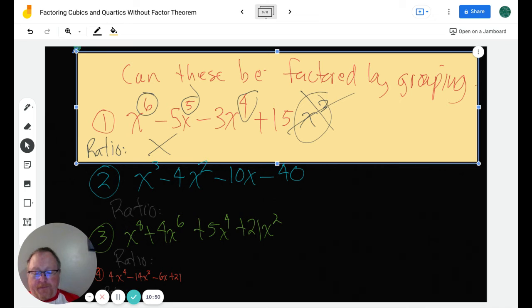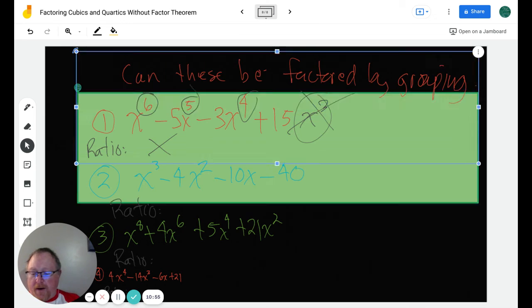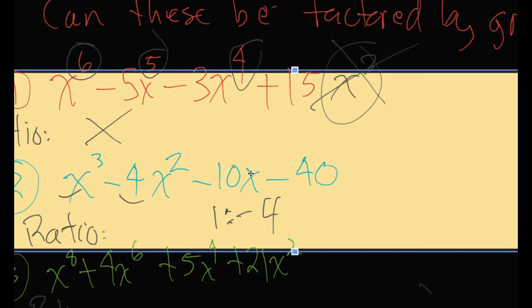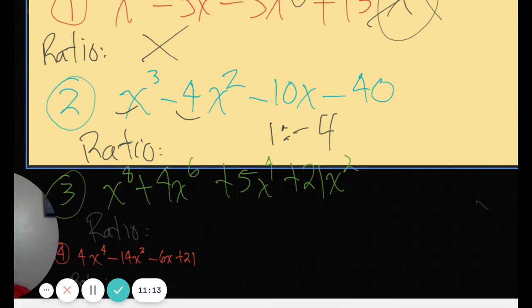Let's check the next one. X cubed minus 4x squared minus 10x minus 40. What's the ratio here? Well, right there and there is 1 to negative 4. And let's zoom in on this a bit. It's a little easier to see. 1 to negative 4, does that equal negative 10 to negative 40?